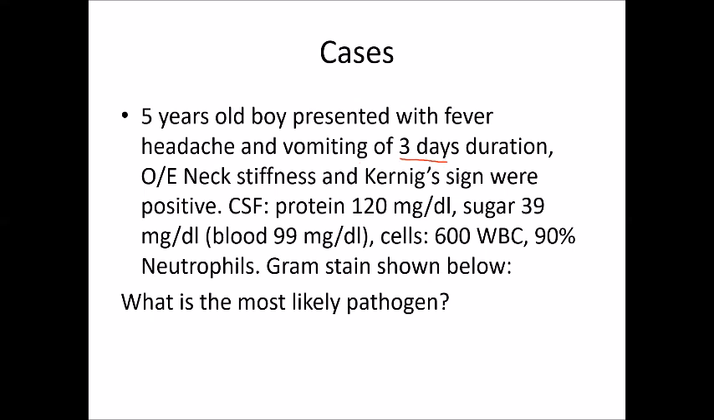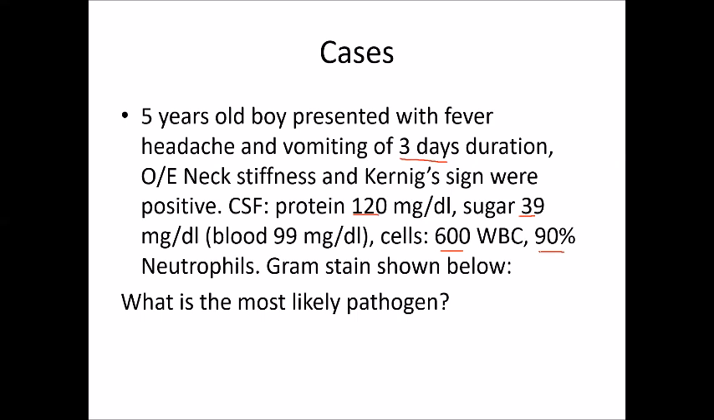He also had neck stiffness and a positive Kernig sign. CSF protein was similar, 120 milligram per deciliter, which is fairly high, compared to the normal of around 45 or 50. Sugar was also below 1/2 to 2/3 of his blood sugar, and cells were about 600, also 90% neutrophils. So it's exactly the same picture as the one before.